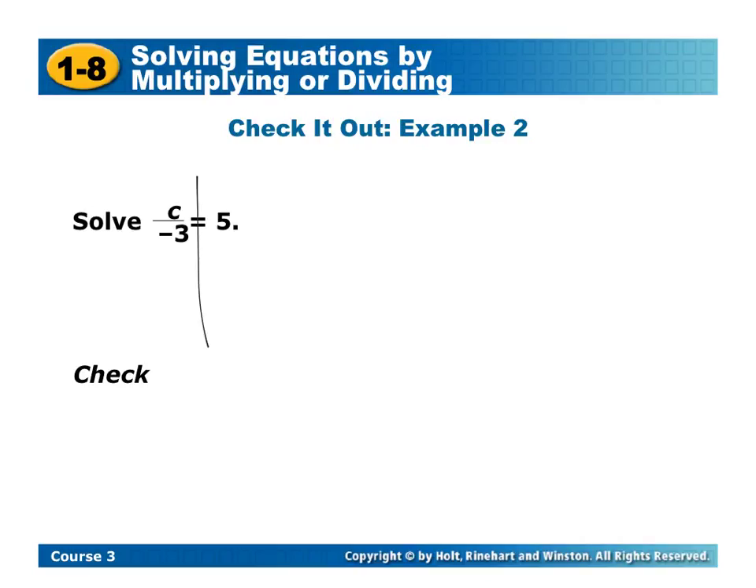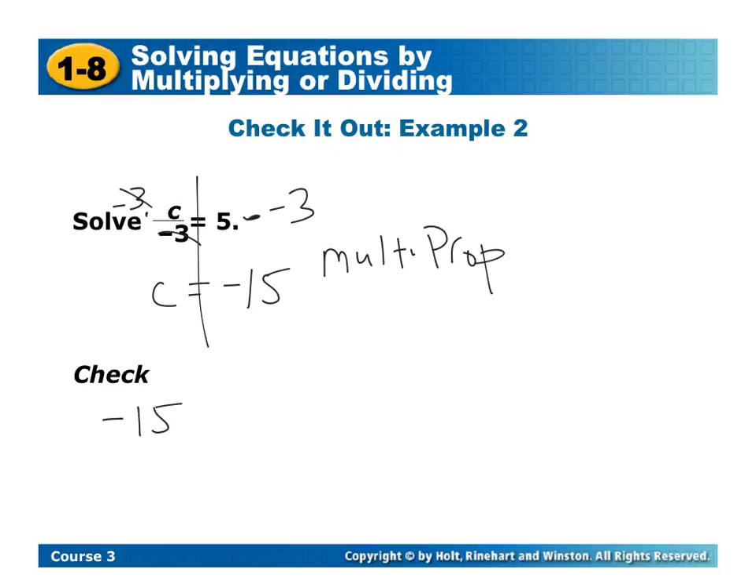So here we have c divided by -3, so I'm going to multiply by -3 on both sides. They're going to cancel out. 5 times -3 gives us -15. Once again, we use that multiplication property. -15 divided by -3 is going to once again give us +5.